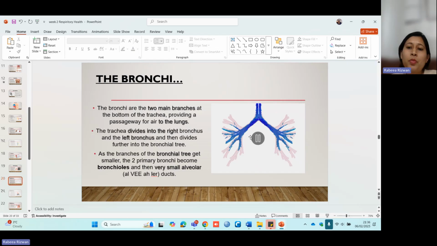Next come the bronchi. The bronchi enter into the lungs as branches, and these are all passageways of air to the lungs, and they divide into two, the right and the left bronchi. Then they divide further into fine branches called bronchioles, and then small balloon-shaped alveoli. Alveoli are rich with blood capillaries, where the exchange of gaseous material occurs.